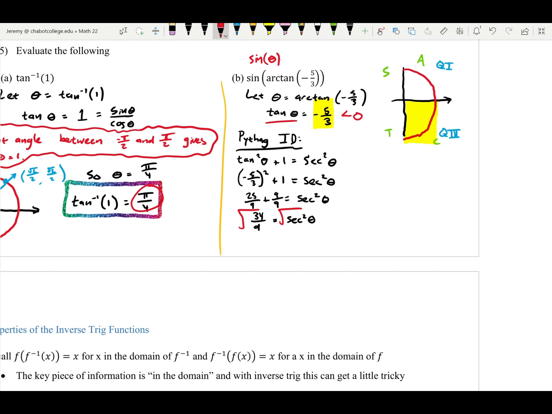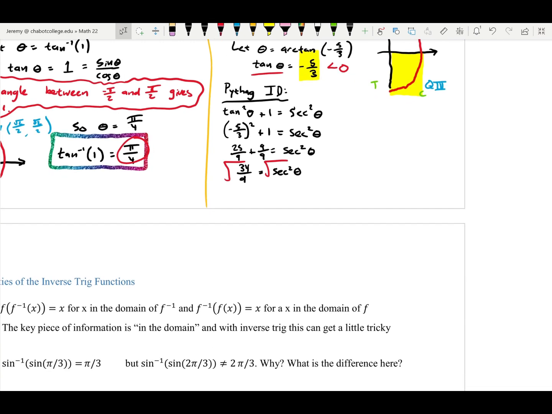So I see that I'm getting closer to having secant of theta, which isn't quite what I want, but I'm just pursuing this and seeing if I can come up with sine somehow from this. So let's just see where this takes us. I am left with plus or minus the square root of 34 over 9. 9 is a perfect square, so I'll just write this as root 34 over 3, taking that square root, is equal to secant theta.